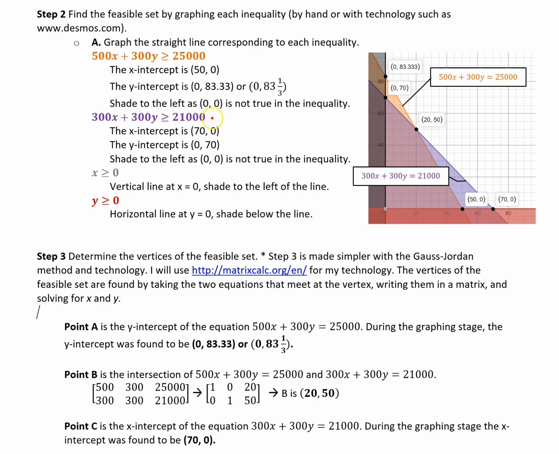The second inequality is in purple. 3x plus 3y is greater than or equal to 21,000.